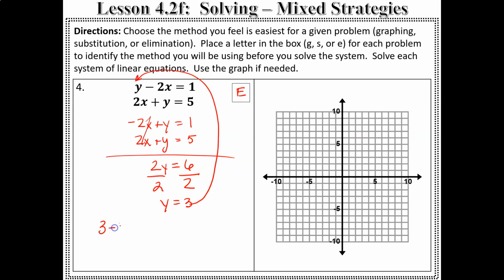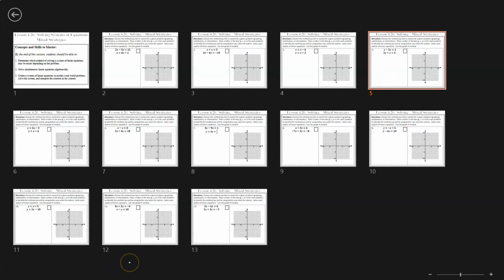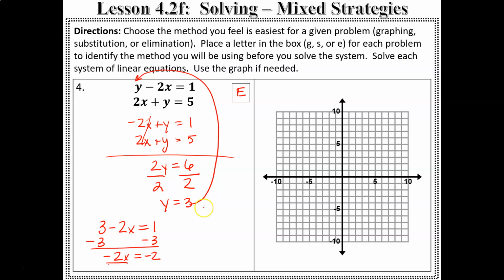I'm going to plug it right into the top. So I have 3 minus 2x equals 1, because I plugged that in for the y. I'm going to subtract the 3 from both sides. So I have negative 2x equals negative 2. I'm going to divide by negative 2 on each side, so x is 1. So my answer is 1, 3.